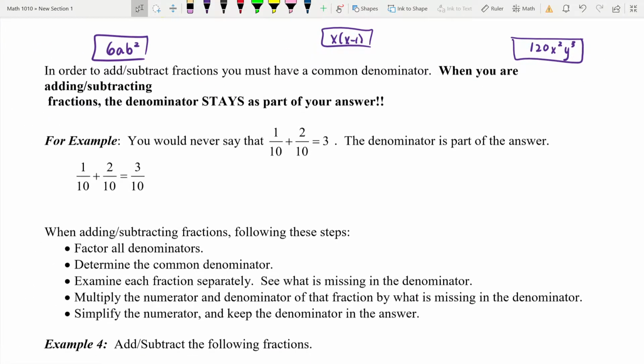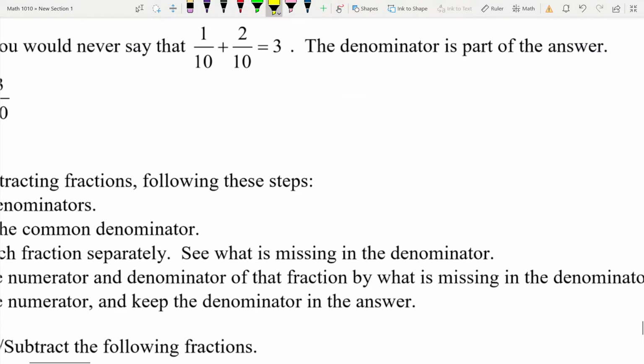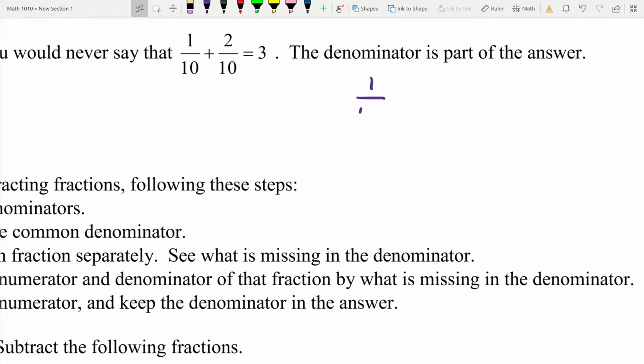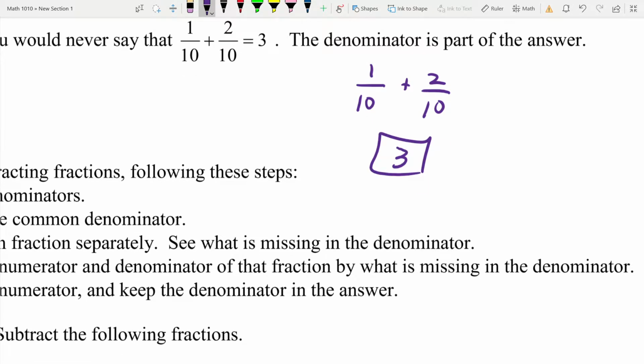When you're adding or subtracting fractions, you must have a common denominator. The denominator has to stay as part of your answer. So look right here. Look what people do. This is a common error. 1/10 plus 2/10. 1 plus 2 is 3. That's my answer. So people will forget that there's a denominator.